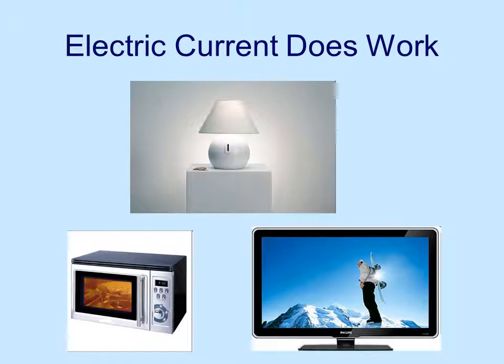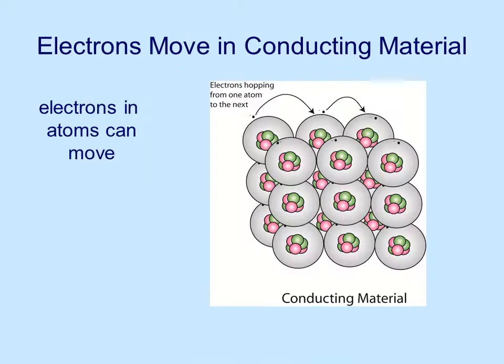Now, electric current does work, and you can see the different kinds of work. The electric current flowing through the light bulb heats up some particles in the light bulb, and that makes light. Electric current in the microwave generates microwave energy that heats food. Electric current in the television, of course, causes the picture and the sound to take place. So this is all work, changing things.